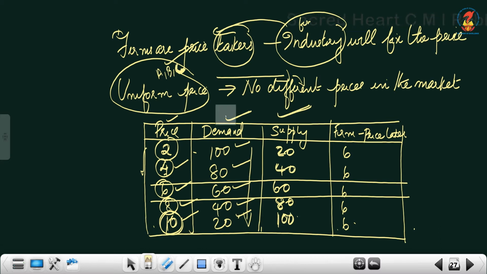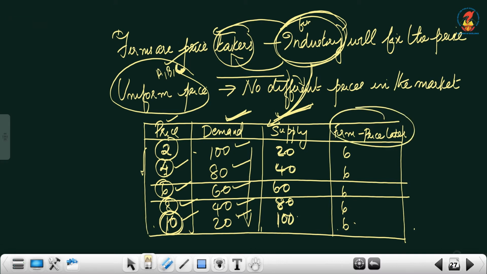So here you can find negative relationship between price and demand. Here you can find positive relationship between price and supply. Why are we including both demand and supply in this table? Because we have learned that in perfect competition, industry is fixing the price. How is industry fixing the price? Due to the forces of demand and supply. And whatever the price is fixed by the industry is accepted by the firms. Okay. Now firms are price takers.